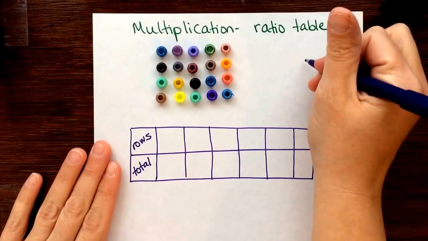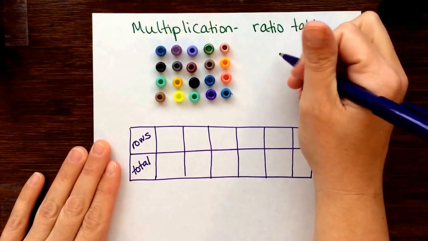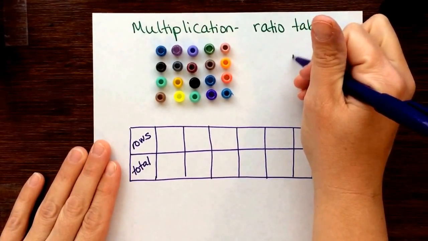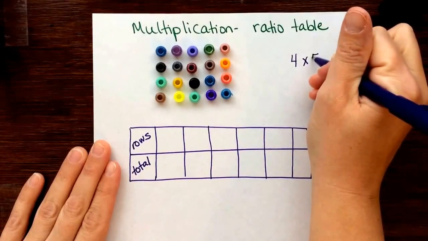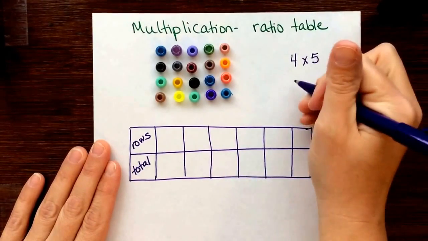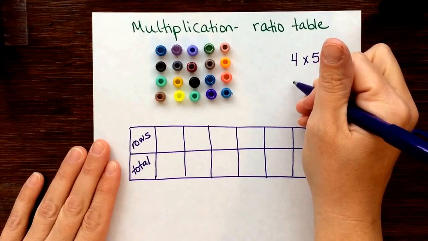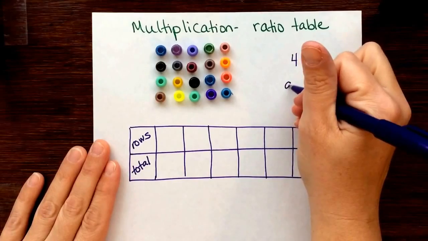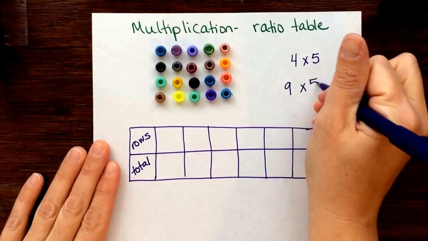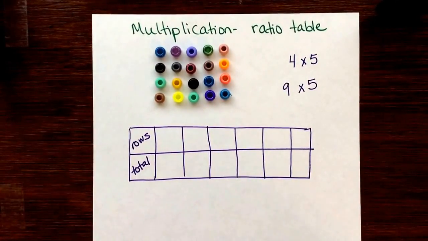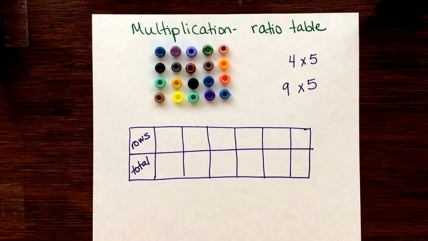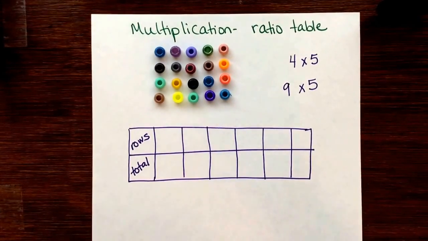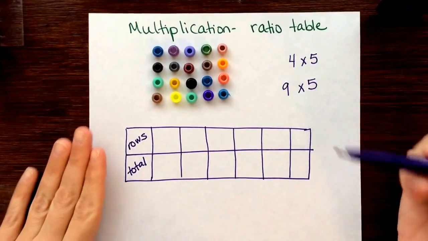So I have the array 4 times 5. But what I want to know is what is 9 times 5 without having to put out all my beads. And I don't know my facts very well, so how can I figure that out?